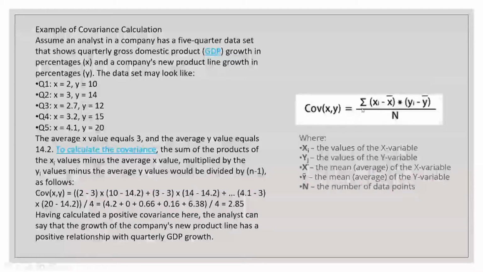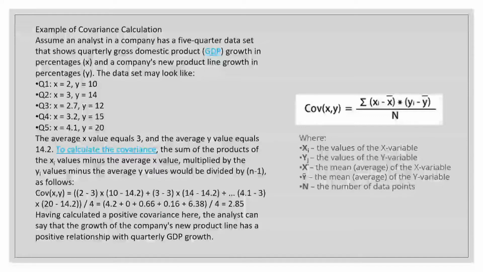And as it is a summation, we have to do summation for all the other values as well, and then divide by the number of data points. After putting all the values into the formula and doing all the calculations, we get the value as 2.85. Having calculated a positive covariance here, the analyst can say that the growth of the company's new product line has a positive relationship with quarterly GDP growth.